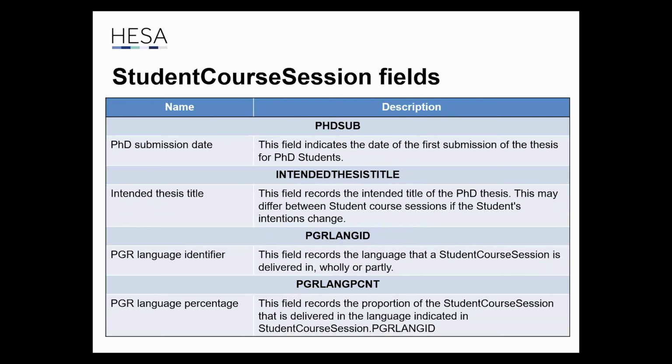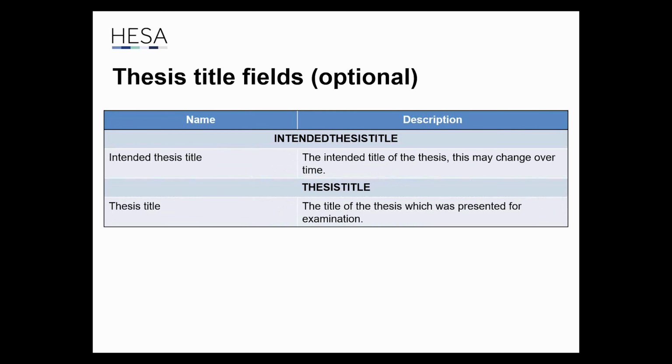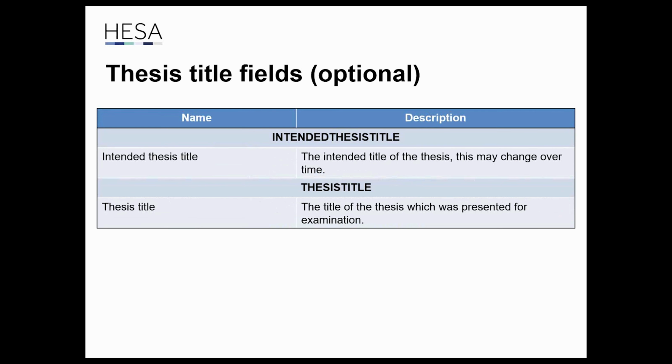I mentioned there the intended thesis title, and we also have the thesis title field, which is collected against the leaver entity and the qualification awarded. So we have the intended thesis title on the student course session, which may evolve over time as the student's intentions change. And then at the point that they finish, we have a field to record the actual thesis title. Again, as I've explained for intended thesis title, this is currently optional.